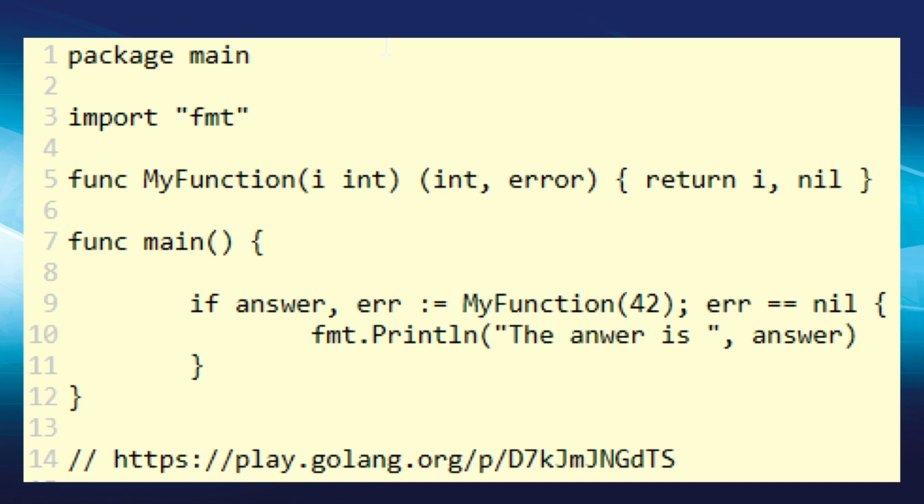Now it gets a little bit complicated. I have a function named myFunction that has an argument which is int, and it returns two values. So Go functions can return multiple values like Python methods, and usually Go functions return two values. They can return many values, but they usually return two values, usually a return value and an error state.